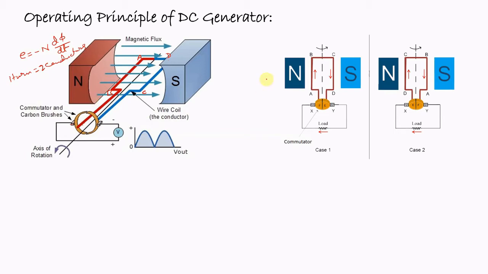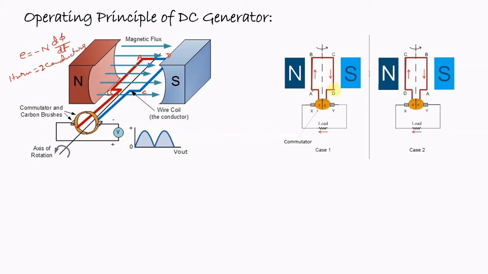So here is the concept shown. In the first case, the coil side AB is under the north pole and CD is under the south pole. If it is rotating anticlockwise along its axis, then according to Fleming's right hand rule, we can find the polarity. According to this polarity, the direction of the current in AB side will be from A to B, whereas the current from C to D is in the opposite side.